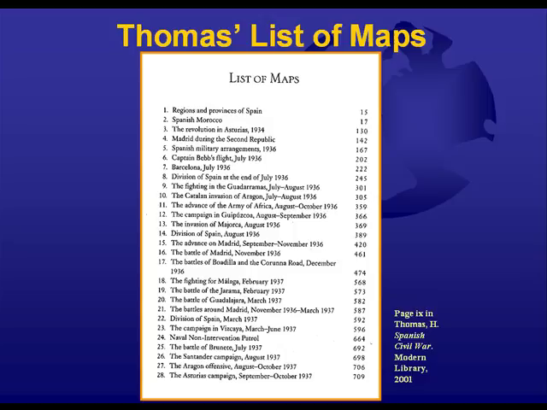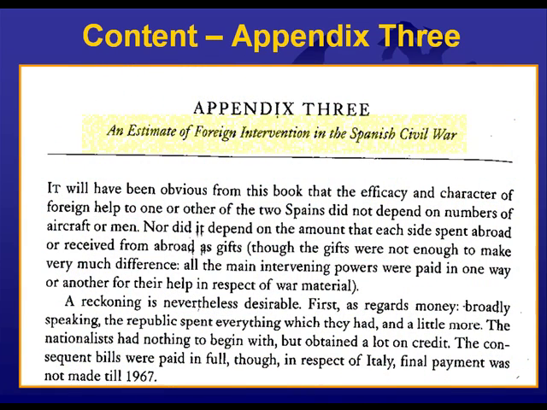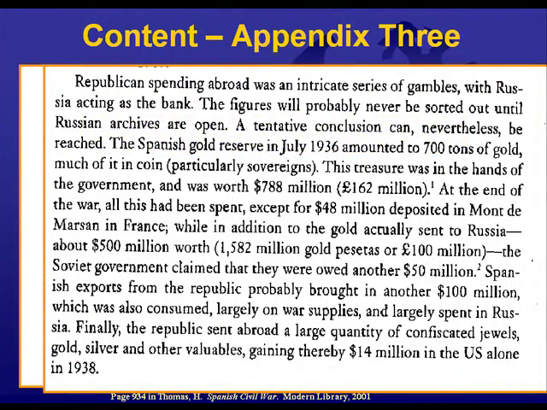Good maps can be very useful enhancements to many historical topics, certainly one like the Spanish Civil War, and Thomas's book has lots of them. Let's take a closer look inside Thomas's book. Appendix 3 lists estimates of foreign intervention in the Spanish Civil War, and includes figures and footnotes for aid supplied to the nationalists and the Republican factions by various countries, some fascist and some democratic.